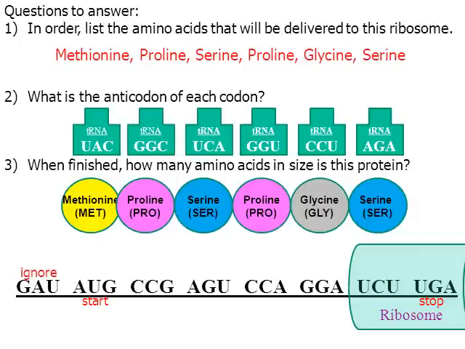Well, question number 2, what is the anticodon for each? The anticodons, again, are just the opposite of the codon. And so the opposite of AUG, the first anticodon, is UAC. So the anticodons are opposite of the codon. And question number 3, when finished, how many amino acids in size is this protein? We'll count them up. There are 6 amino acids.